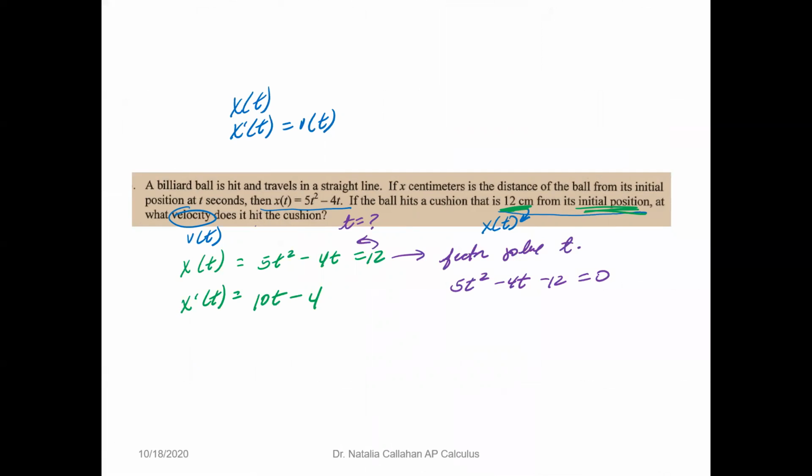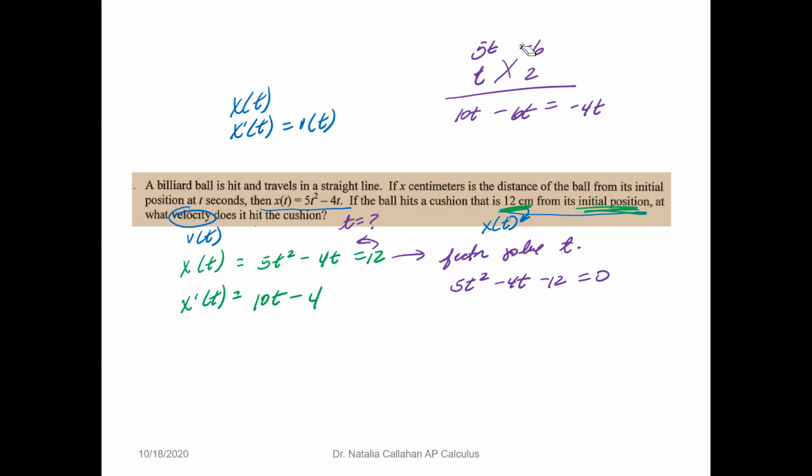So then you can ask yourself, what times what gives me 5t squared? So I'm going to put 5t and t. And then what times what gives me a -12? I'm just going to make a guess right here. So I'm going to do -6 and a 2. But when I crisscross and multiply them and add them, it has to be a -4t. So here I have 10t minus 6t. That's a +4. And I want a -4.